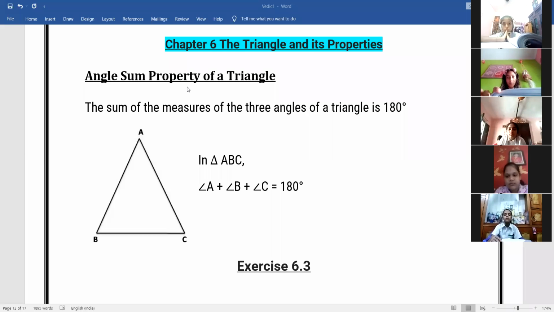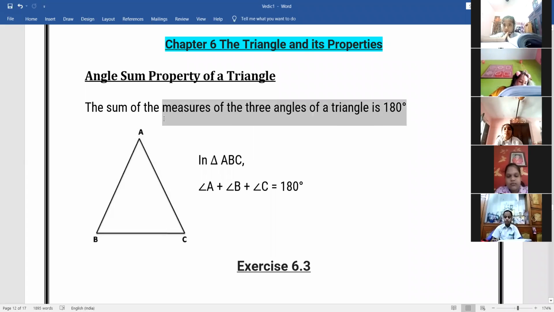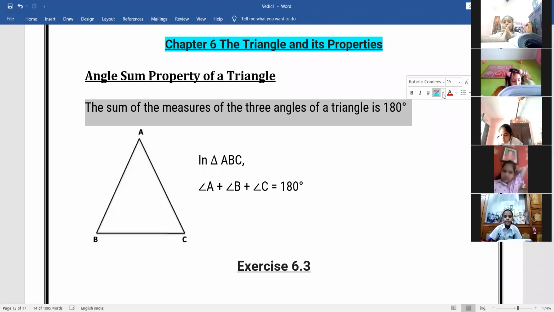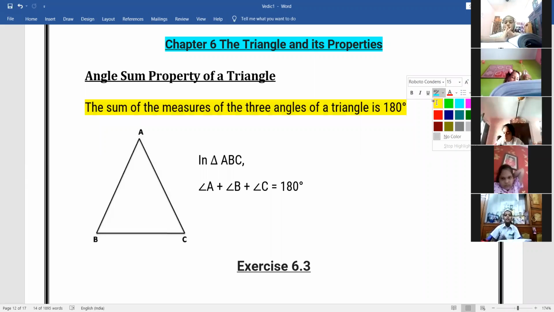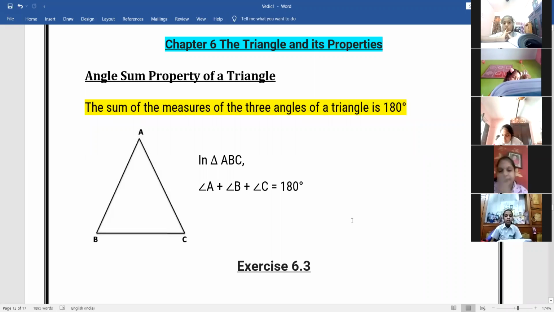Angle sum property means we have to add all these angles and find out what the sum of all these angles is. You should know that the sum of the measures of all three angles of a triangle is 180. This is an important statement that you should learn. It means when we are adding the three angles of a triangle, the result is 180.